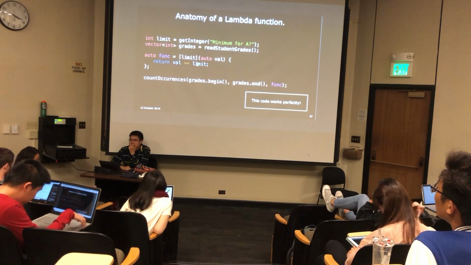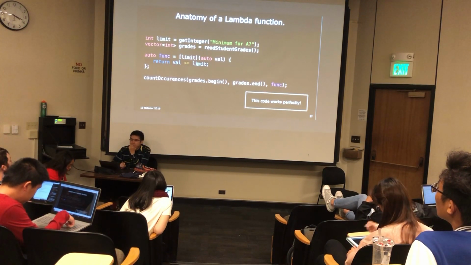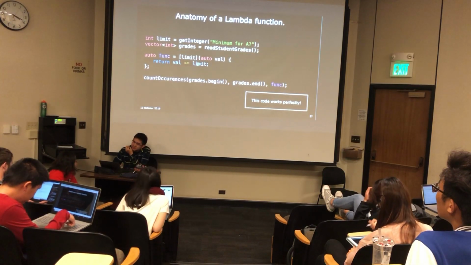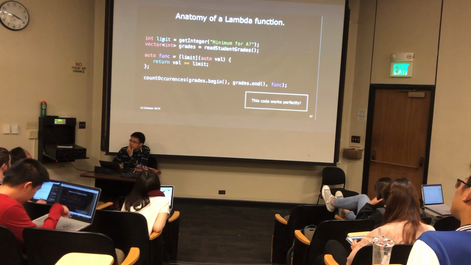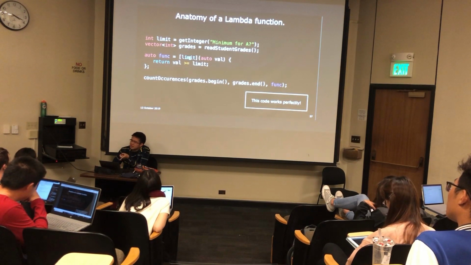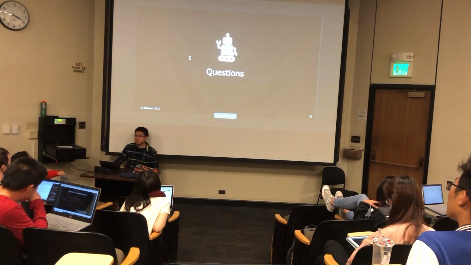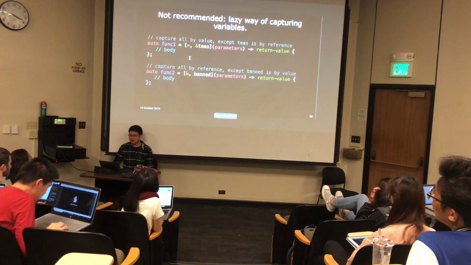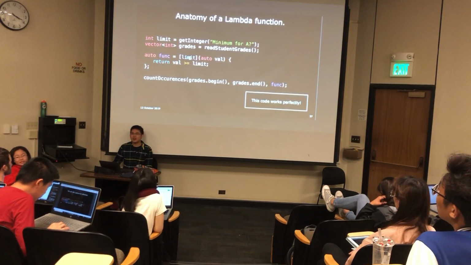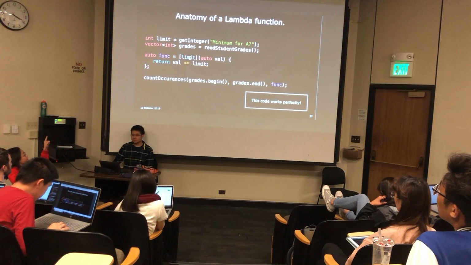I'm pretty sure about that, because otherwise you might have dangling stuff. Like what if limit goes out of scope? Because this takes a copy. Oh, references versus copies. Yeah, good question. And that leads exactly into what we're going to talk about. You can capture these variables by reference or by copy. In this case, you're right, it would take the one at that time.